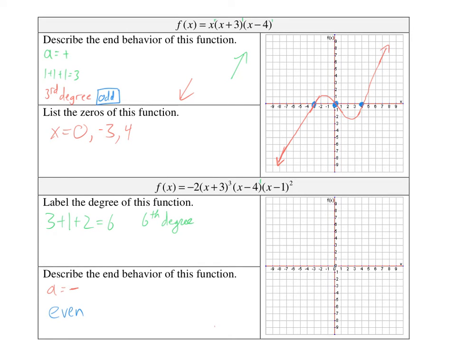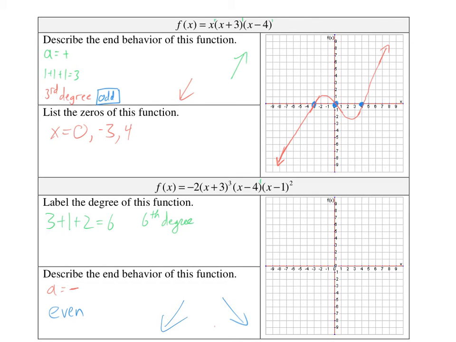So let's think about how the edge of this graph will look. On this edge, since it's negative, doesn't that mean it's going to be going down? Negative a value means this edge will always go down. So I know it's going to look like that. But what would this side look like? If it's even, doesn't that mean it's going to go the same direction? So that means the left side is also going to be going down. So it's also going to look like that. So that is what my graph will look like on the edges.